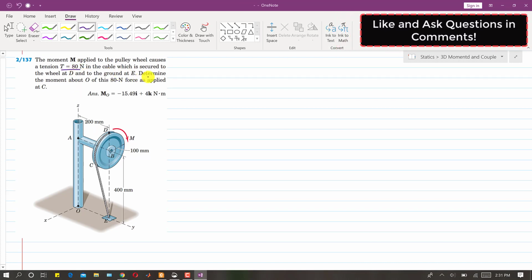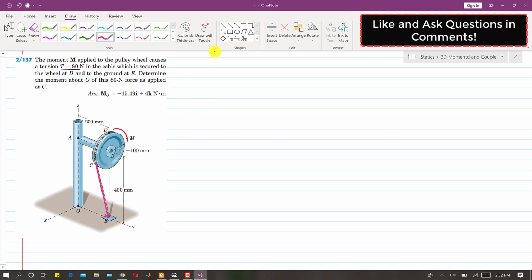In this problem it is required to determine the moment about O. So we are required to find the moment about O of this 80 Newton tension force as applied at C. So this 80 Newton force is applied at this point C. Now let's suppose I draw that tension in this cable. That tension will be from C to this point E. So this will be the direction of that.